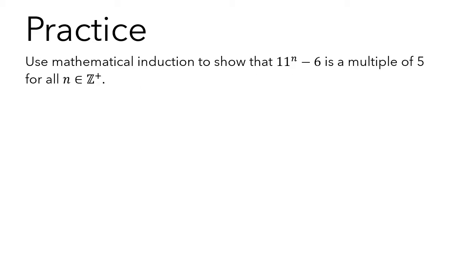All right, let's try an example. Use mathematical induction to show that 11 to the n minus 6 is a multiple of 5 for all positive integers n. So our statement, P of n, is that 11 to the n minus 6 is a multiple of 5. And we're going to prove that that's true for all n. So we need to first prove it for P of 1. So for P of 1, we have 11 to the 1 minus 6. Well, 11 minus 6 is 5, so that is true. It is a multiple of 5, because obviously 5 times 1 is 5.